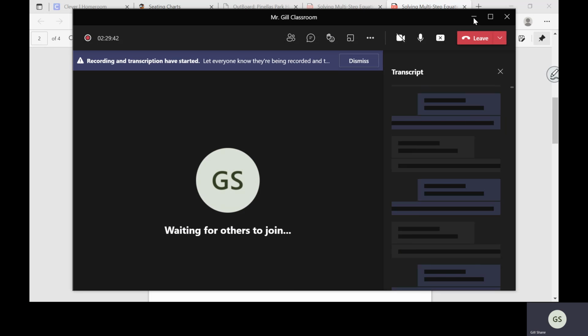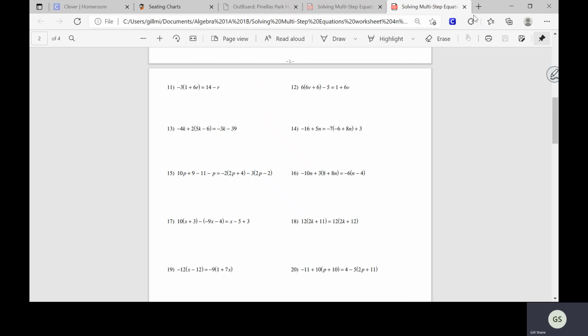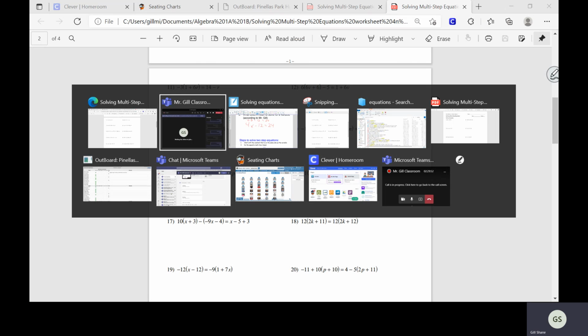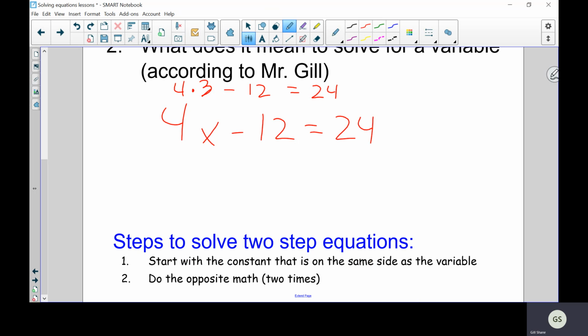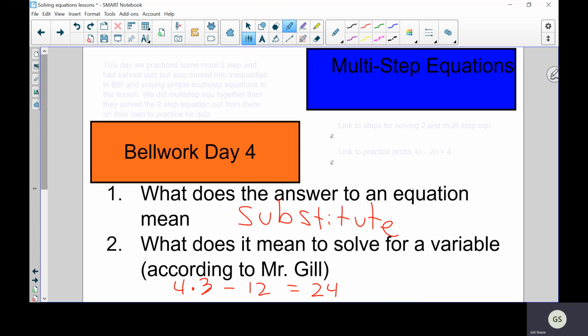Okay, so it's shared now, and we're recording. All right. So here I'm going to go back over them. All right. So back to the first one again, real quick. So what does the answer to an equation mean?